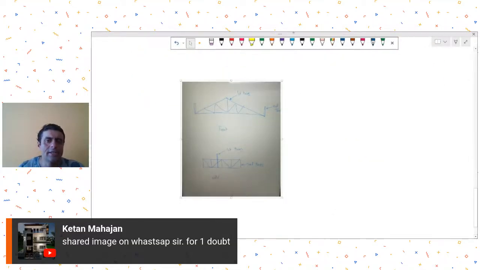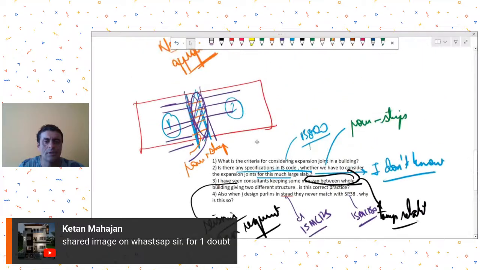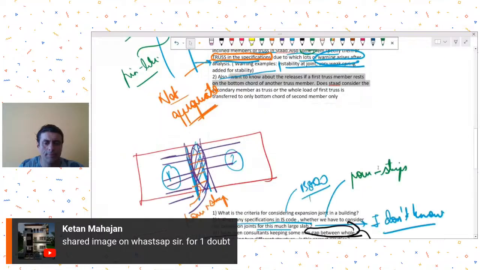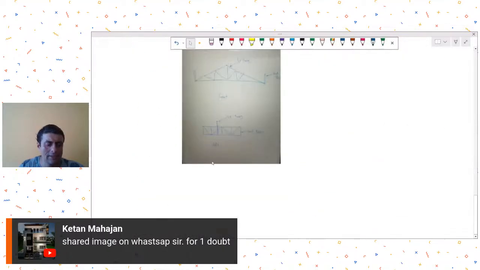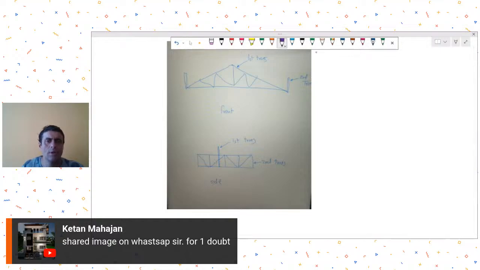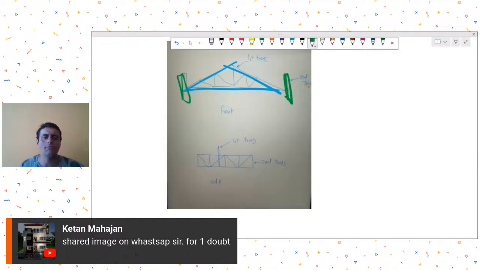Okay, so he's saying his doubt was this: the first truss member rests on the bottom chord of another truss member. So he has this type of situation where one truss member, let's say this is his truss, is resting on this second truss, and then this second truss is resting on some columns.